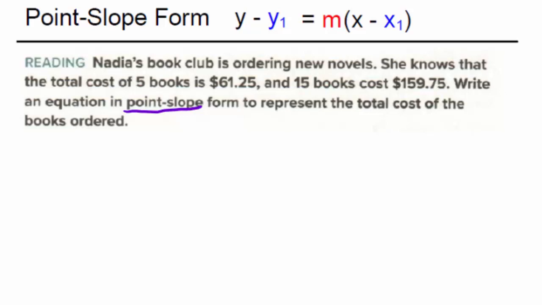But we are going to leave this one in point-slope form. Nadia's book club is ordering new novels. She knows that the total cost of 5 books is $61.25 and 15 is $159.75. Write an equation. So remember, the first thing we've got to find is the slope.